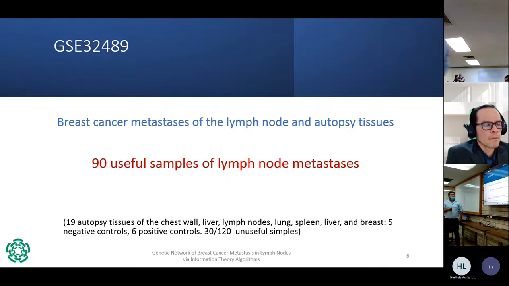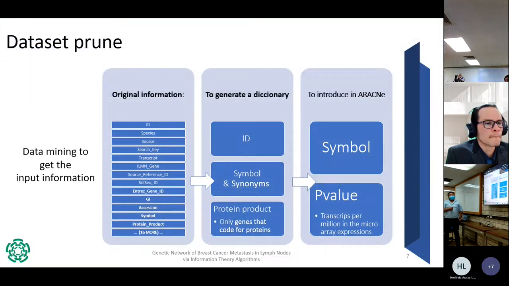In this data set, there are 120 samples, but only 90 are useful for this work. Well, we have to prune this information because in the original data set, we have more than 20 features, and this information is information that we don't need. We decide to make a dictionary, so that in the future we can get information from other databases, and we want to keep the normalized information of all those data sets up to date.